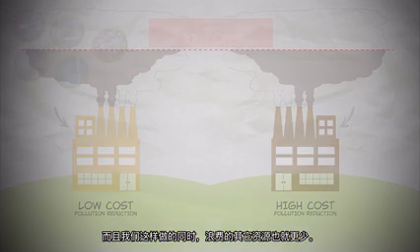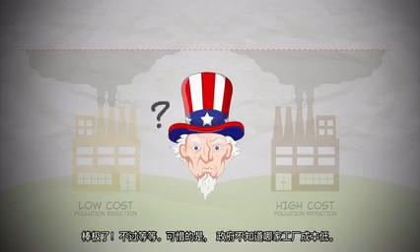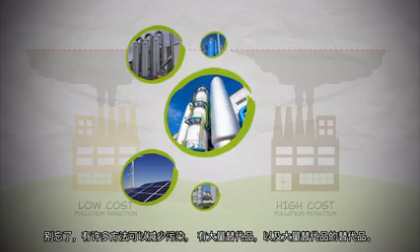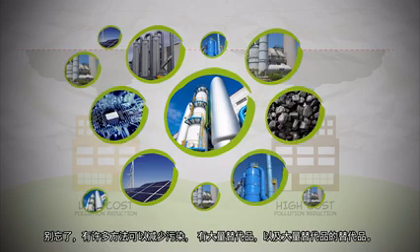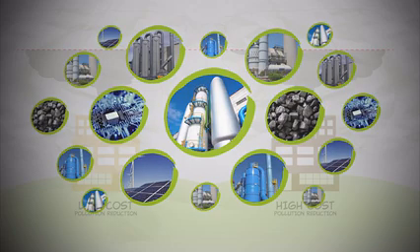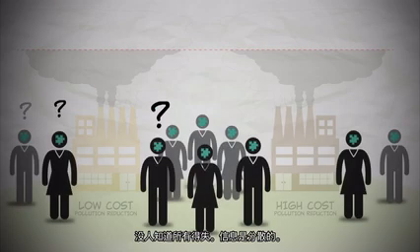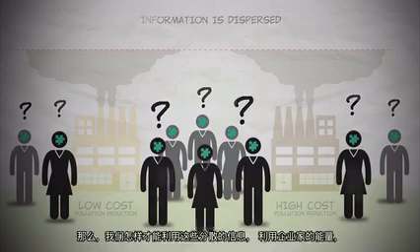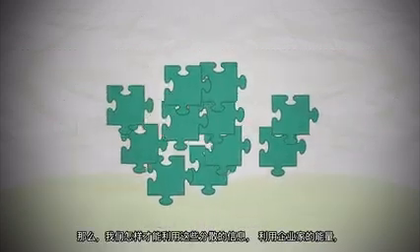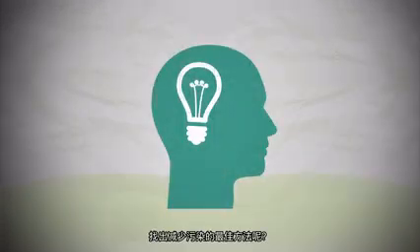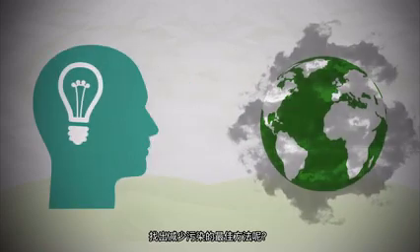Great. But wait, unfortunately, the government doesn't know which plant is the low-cost plant. Remember, there are lots of ways of reducing pollution, lots of substitutes, and lots of substitutes for substitutes. No one person knows all the trade-offs. Information is dispersed. So how can we draw on this dispersed information and harness the energy of entrepreneurs to discover the best ways to reduce pollution?